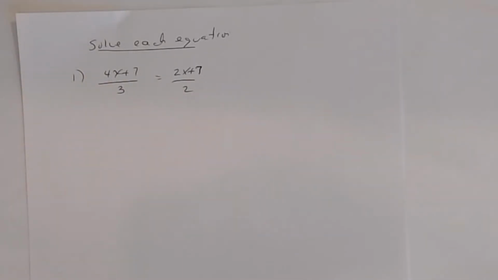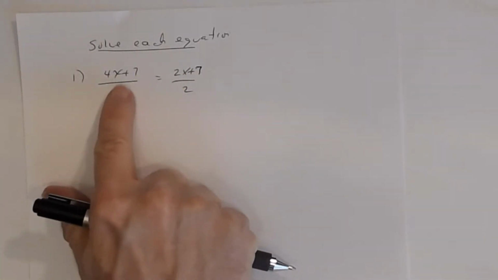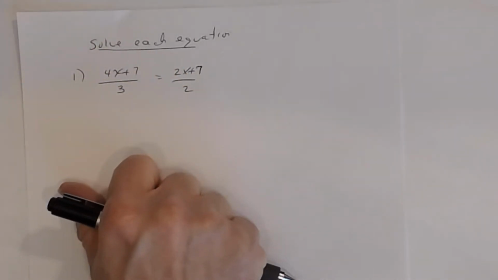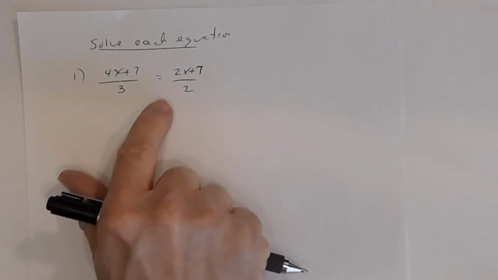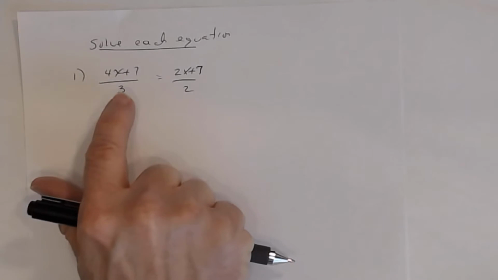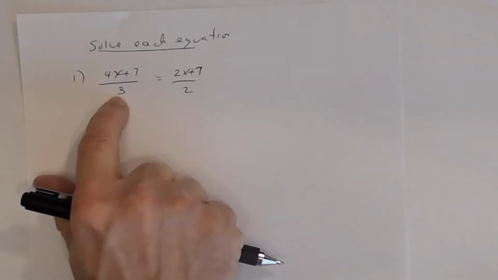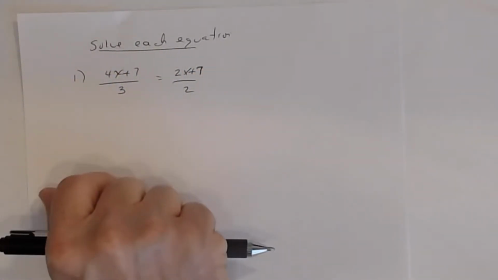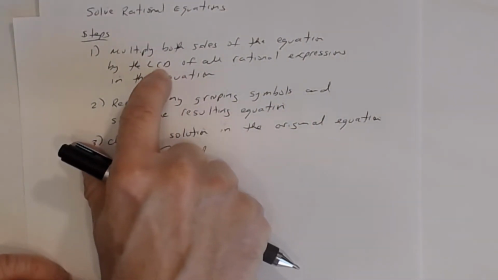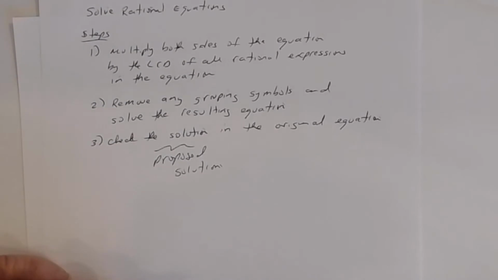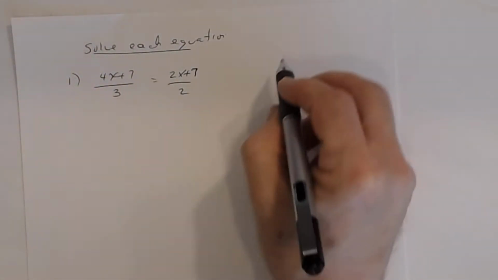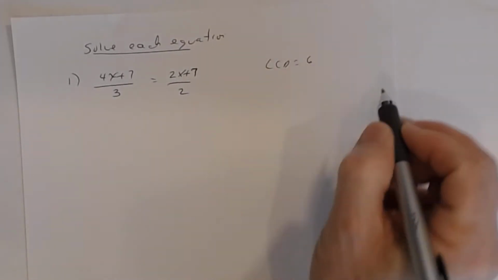So remember, this is a rational equation because you have a rational expression and a rational expression. A rational equation is an equation with at least one rational expression. So it's something that looks like a fraction. You have a numerator, denominator, numerator, denominator. First step you've got to do is find that LCD. Then you'll multiply both sides by the LCD. If you look at your denominators, that's a 3, that's a 2. The least common denominator is 6.